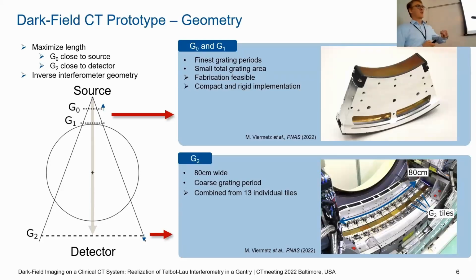For explanation of the first image here, perhaps it's not visible for everybody. On this surface here, there's the G0 grating. On the opposite side of this structure, there's the G1 grating mounted.